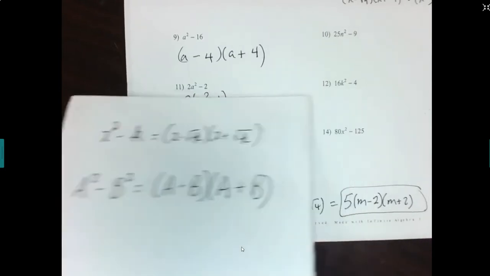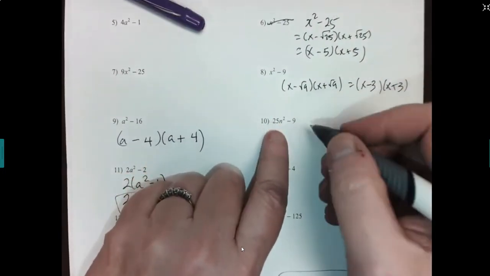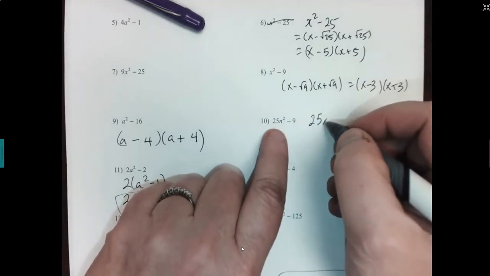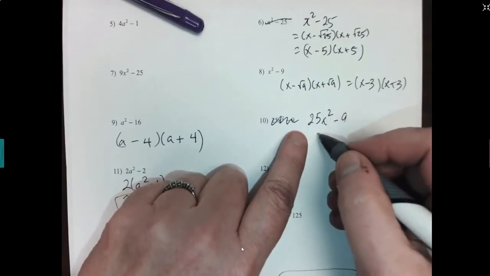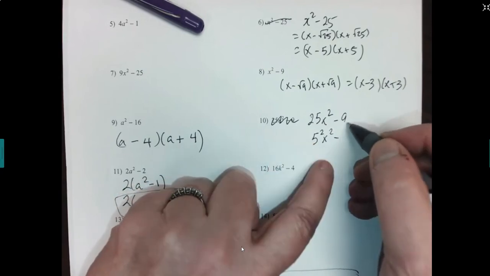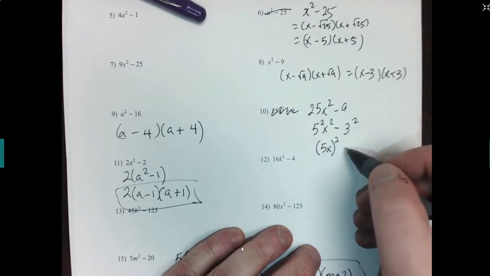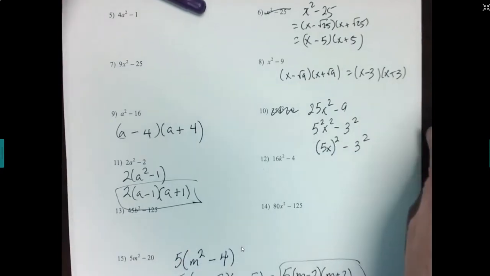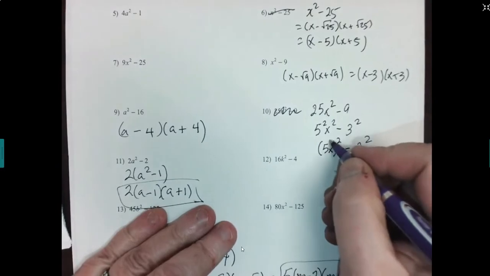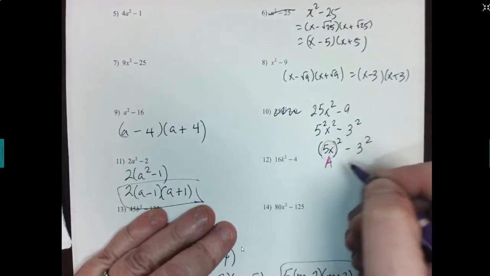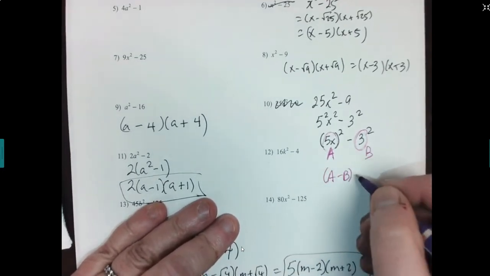Now, what if we have a more generalized version? Okay, something like this. 25 is a perfect square. Now, let me again write it with an x in it. I'm going to rewrite 25 as 5 squared. I'm going to rewrite 9 as 3 squared. And then I can put these together like that. So now I can use this formula with my capital A being 5x and my capital B being 3. So you're going to get A minus B times A plus B.